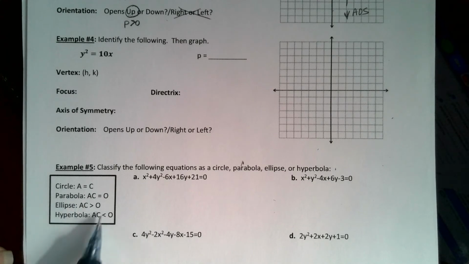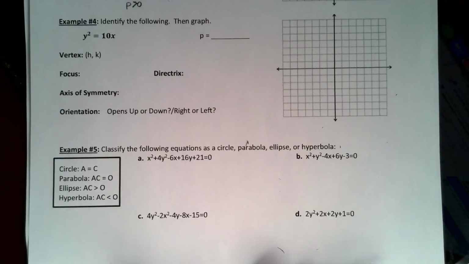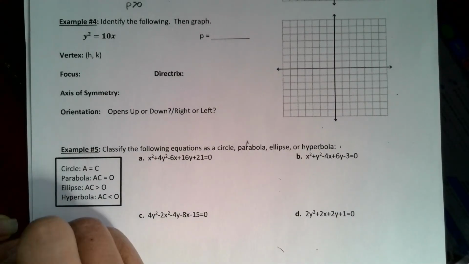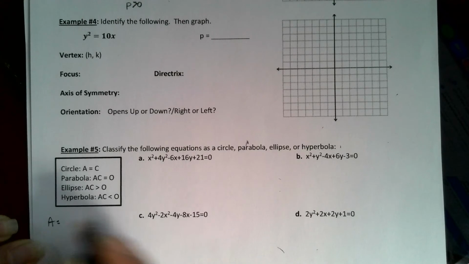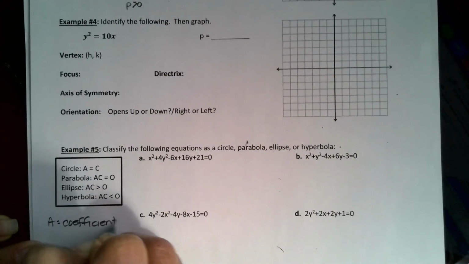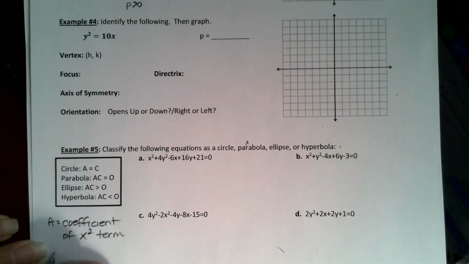Okay, and ultimately you'll notice that you will leave this be because there's a little bit of common sense behind it. Okay, so what does A and C stand for in these boxes? Well, the A is going to be the coefficient of your x squared term. Okay. And the capital C is the coefficient of your y squared term.